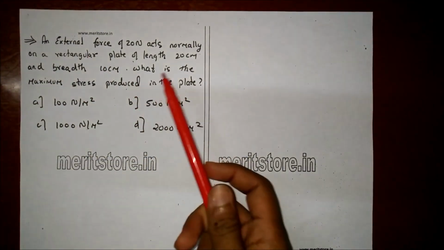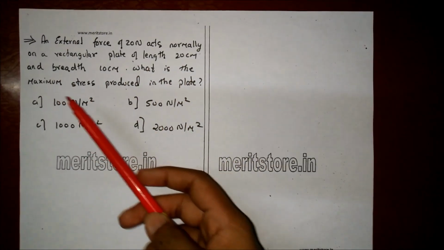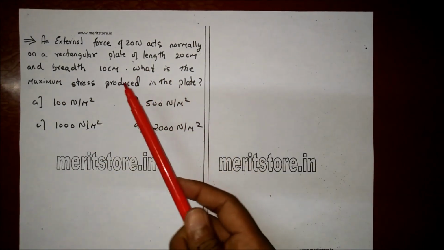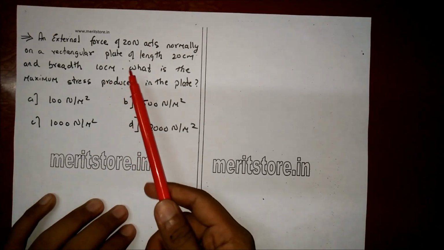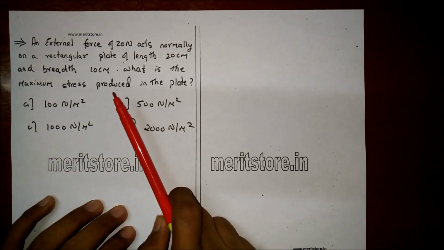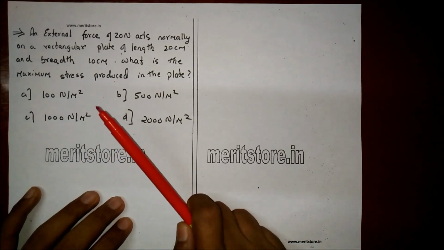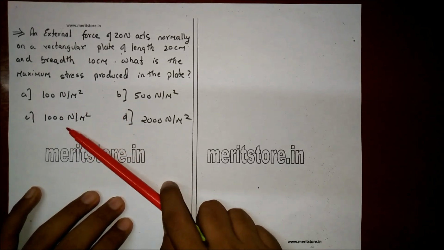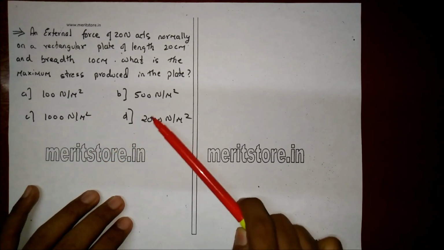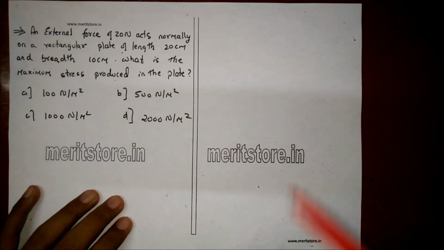External force of 20 newtons acts normally on a rectangular plate of length 20 centimeter and breadth 10 centimeters. What is the maximum stress produced in the plate? A. 100 Newton per meter square. B. 500 Newton per meter square. C. 1000 Newton per meter square. And D. 2000 Newton per meter square.